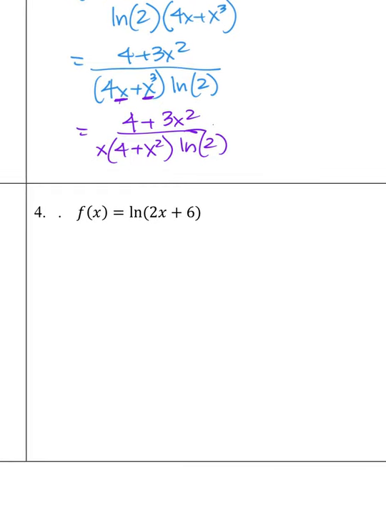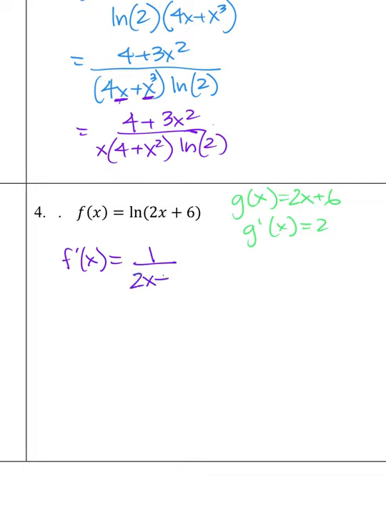This is a natural log problem, but again, we're going to have that g of x, which is that argument, 2x plus 6, and that derivative would be 2. So then we're going to put this together, and we have f prime of x. Now remember, the natural log just has the g of x in the denominator, and then its derivative. So we have 2x plus 6, and then we have times the 2.